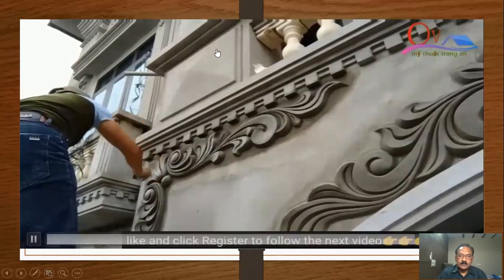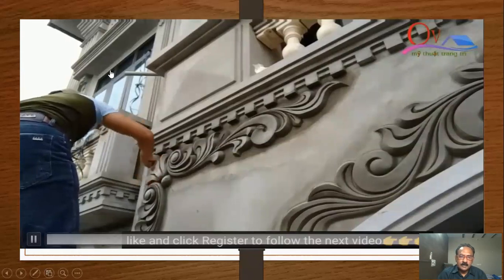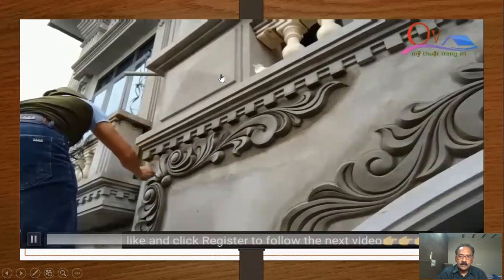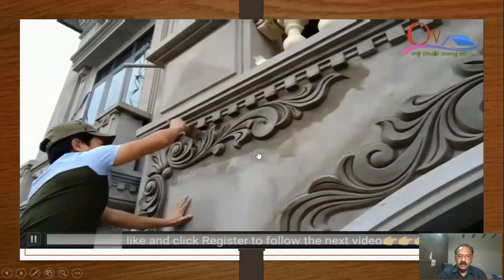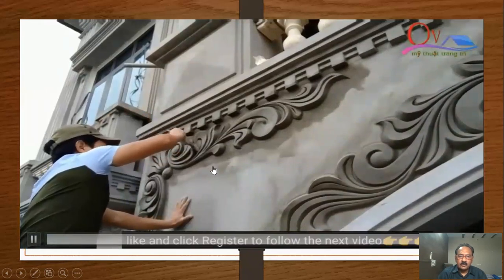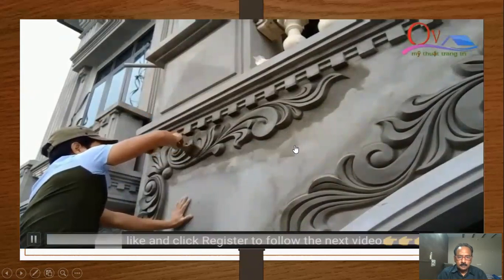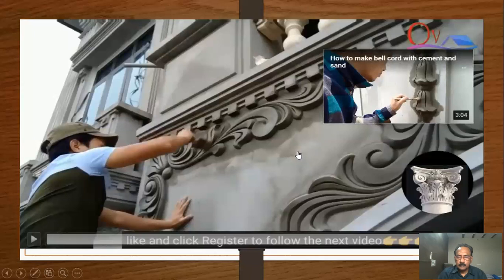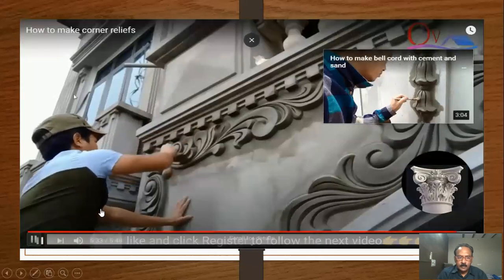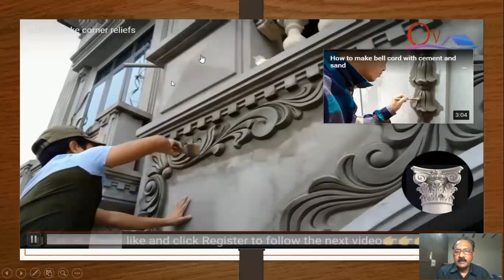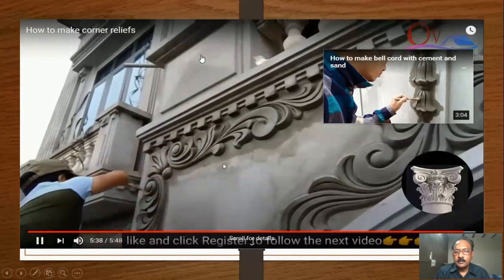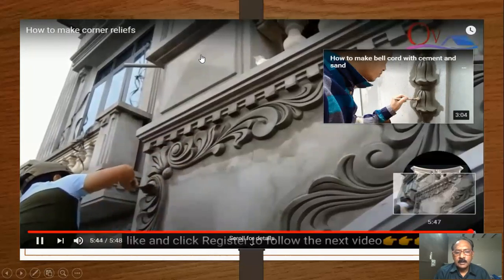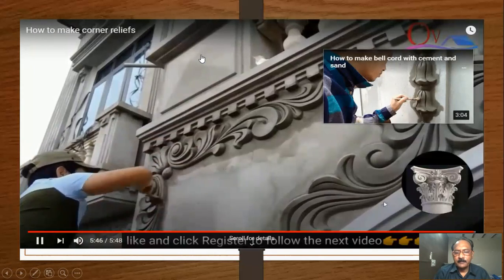So this is cornice, this is a railing. Again, these are cornice, this is running length. There are a number of different items. How are they doing the finishing? We'll see some more important points in estimation in the next video.